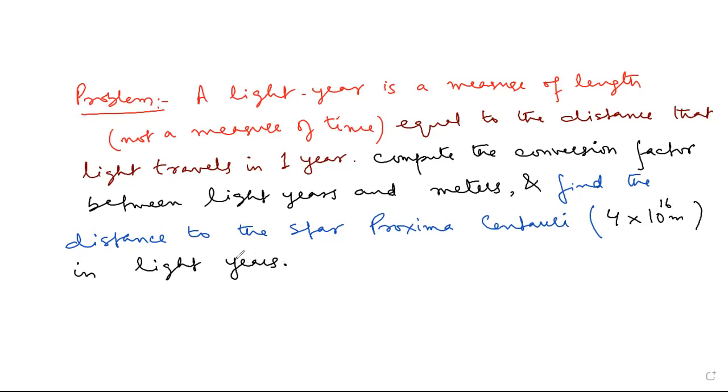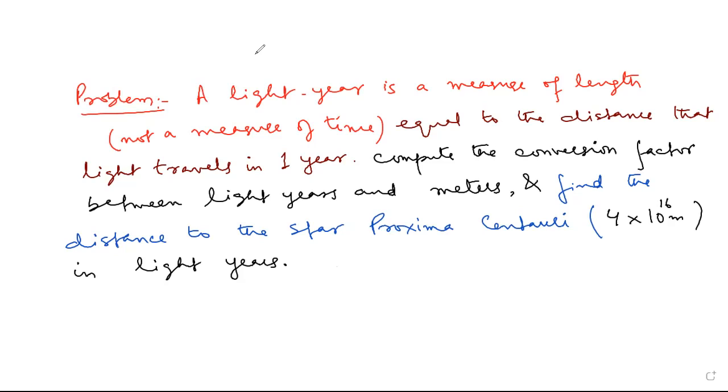Check the question. A light year is a measure of length, not a measure of time, equal to the distance that light travels in 1 year. Compute the conversion factor between light years and meters and find the distance to the star Proxima Centauri, which is 4 into 10 raised to 16 meters away, in light years. So let us move to the solution.